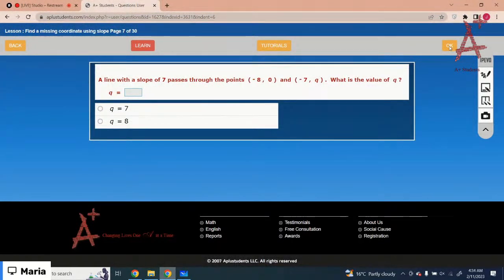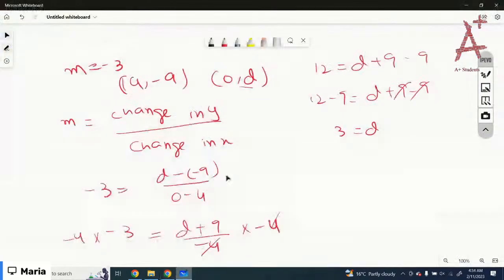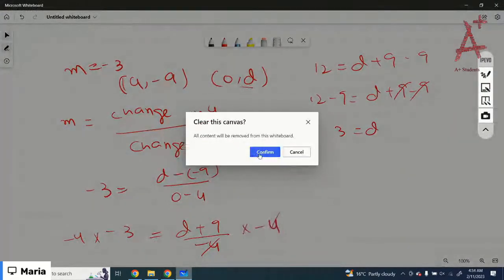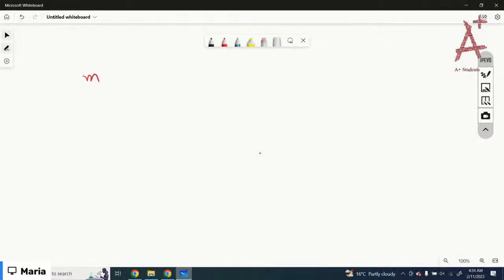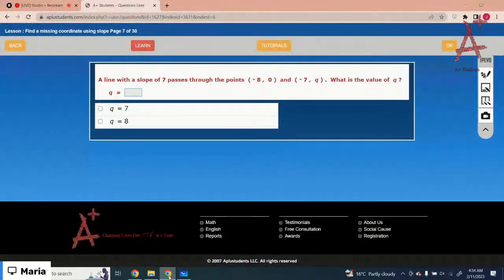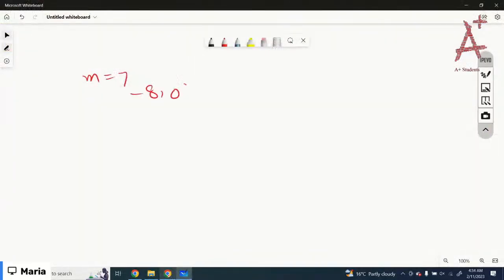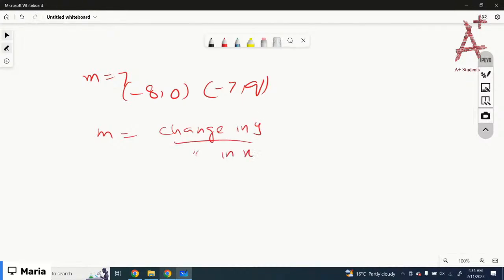The next one is a line with a slope of 7 passes. Okay, the slope is 7. And the points are negative 8, 0 and negative 7, q. Got it? So you have to calculate the value of q. It would be m equals change in y divided by change in x. Got it? So slope is 7.